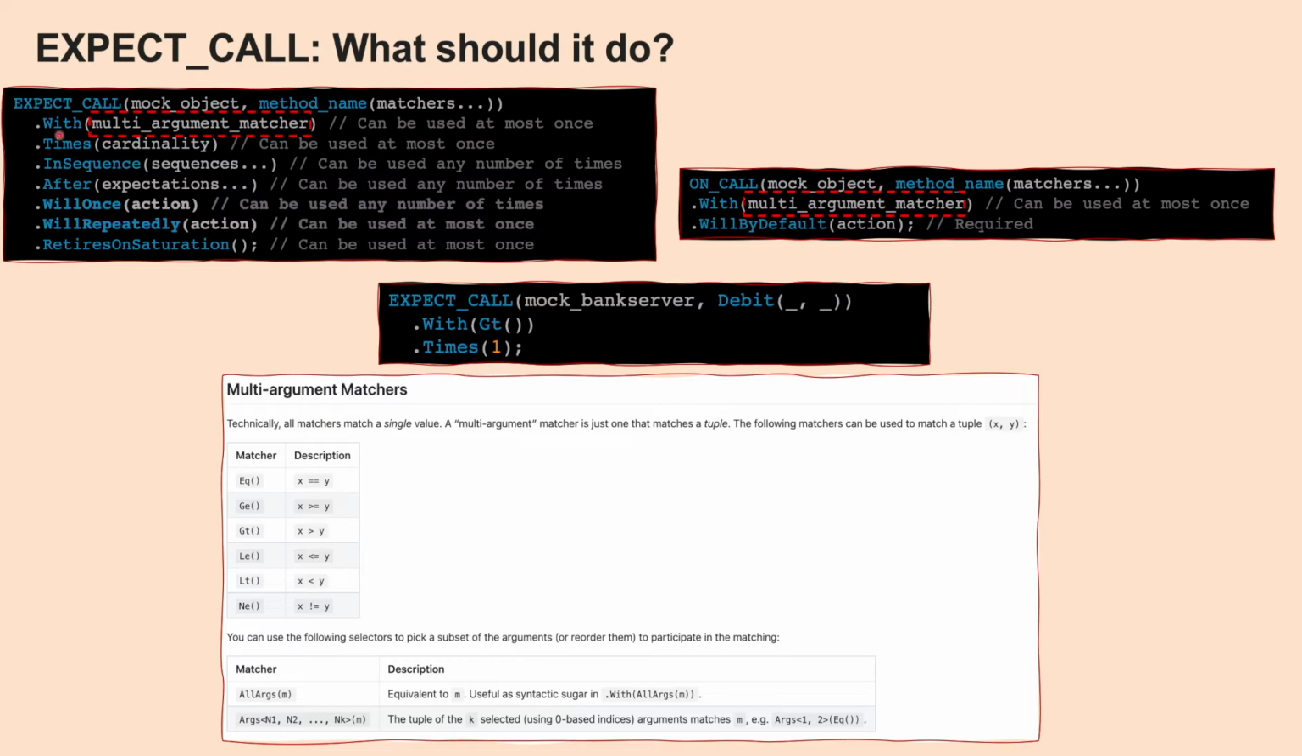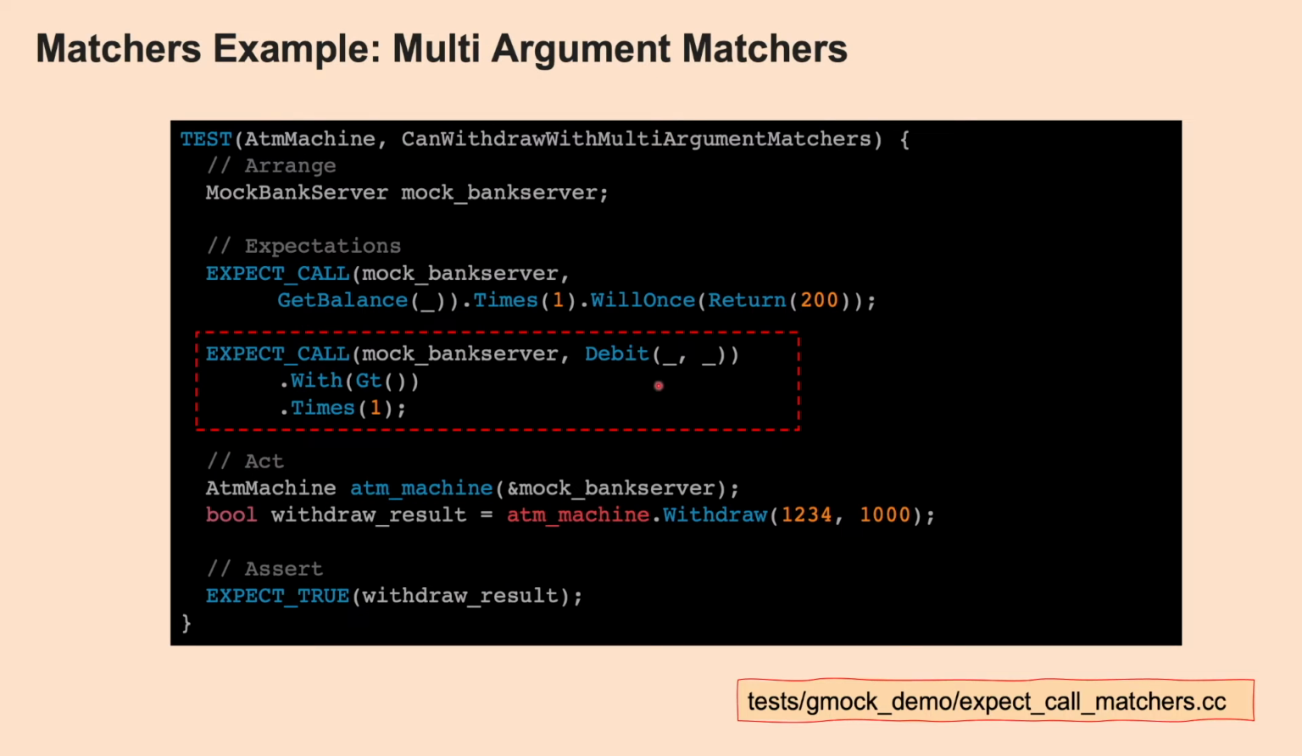Similar to onCall, expect call has .with, which takes a multi-argument matcher. And as I mentioned before, using these matchers, you can enforce something on your parameters with respect to each other. For example, here I'm saying expect debit to be called with any parameter values. However, the first parameter should be greater than the second parameter.